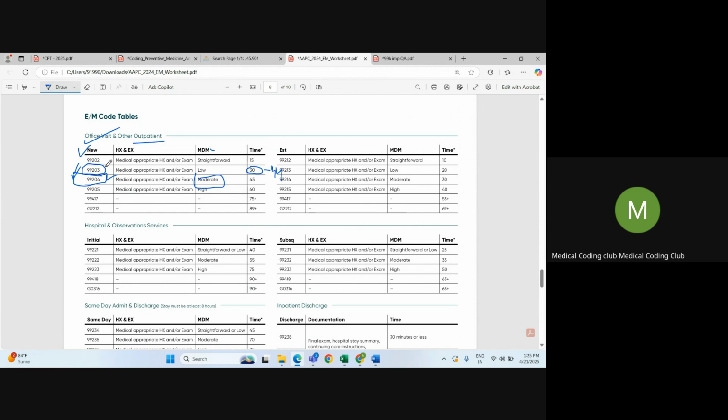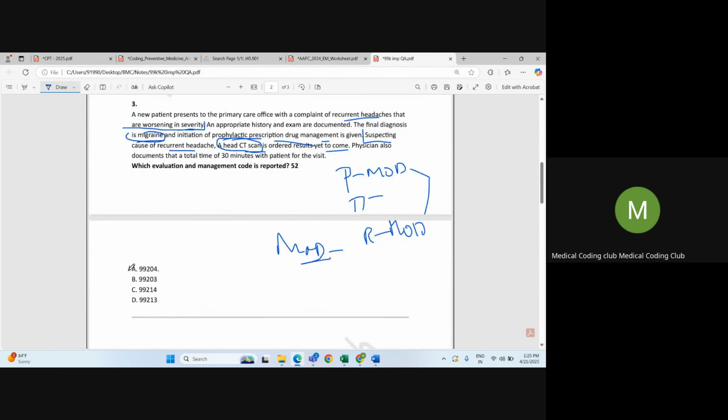Based on time, you are getting 99203. Based on MDM, you are getting 99204. Here you should remember that we should always go with the higher reimbursement. So we will select 99204 as our answer. For this question, 99204 is the answer.